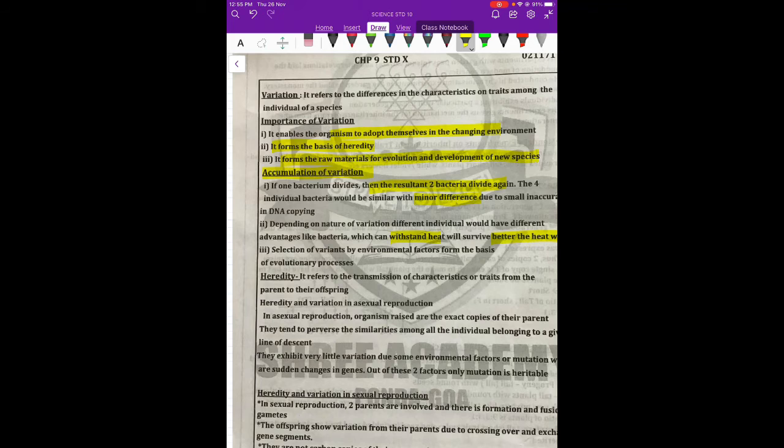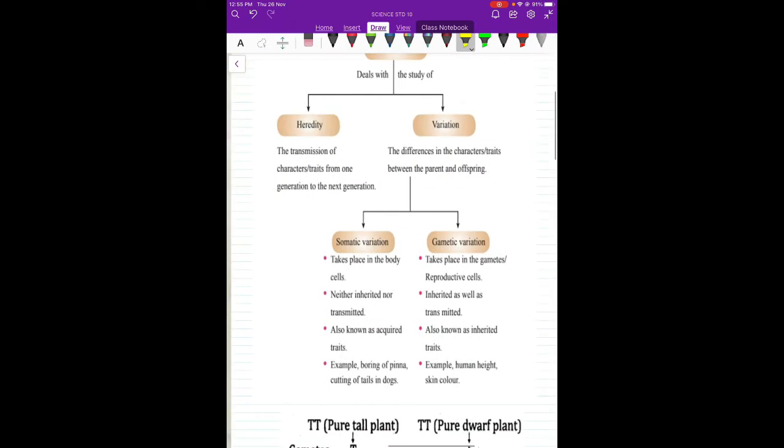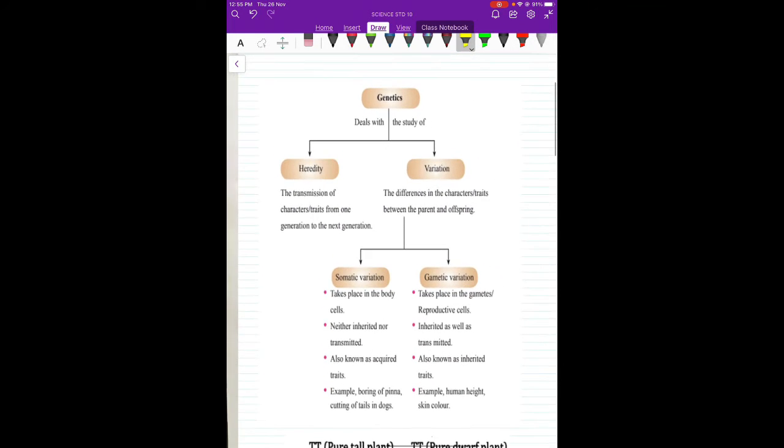Now the selection of variation forms the basis of the evolutionary process. There were some coniferous trees which had very straight branches, but over millions of years, snow and rainfall made the branches bend. So there is a slow transformation. Now if you see the coniferous trees, the branches are always sloped. So this is the variation.